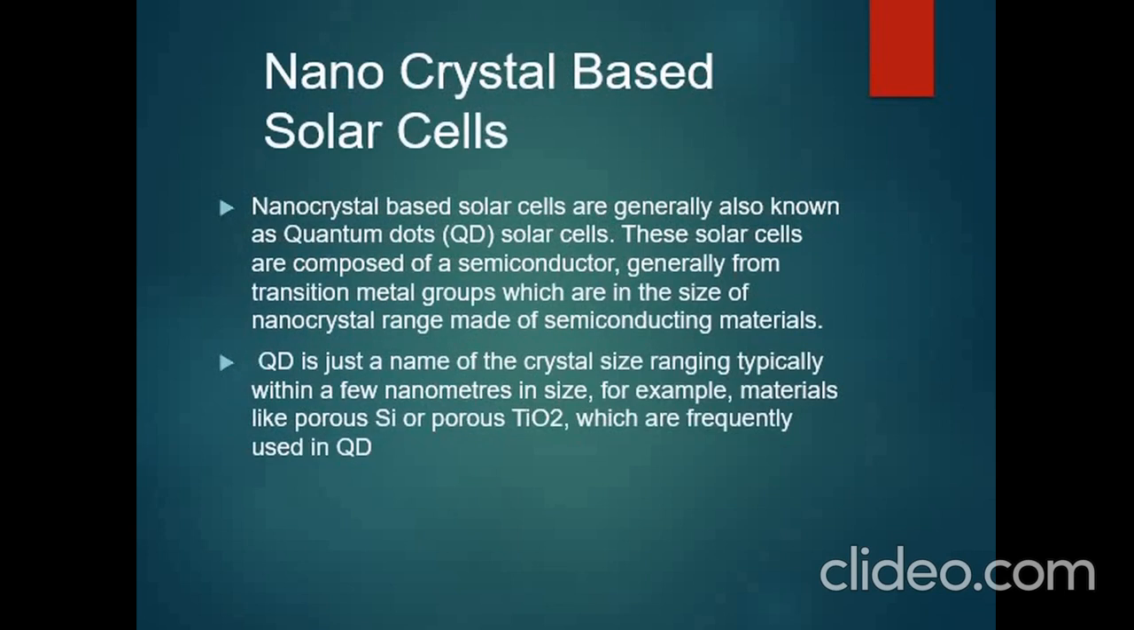Nanocrystal based solar cell, also known as quantum dots. These solar cells are composed of semiconductors, generally from the transition metal group, which is group D elements, in the nanocrystal size range. But there is also a disadvantage here: they need large space to make a quantum dot solar cell. Quantum dot is a crystal ranging a few nanometers in size. For example, materials like porous silicon and porous TiO2 are frequently used in quantum dots. Now we come to polymer solar cell.